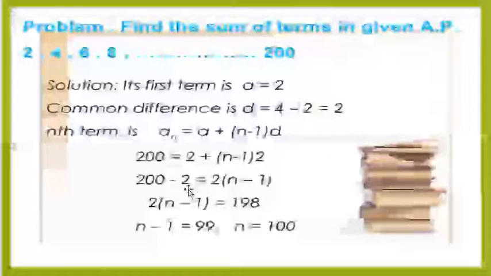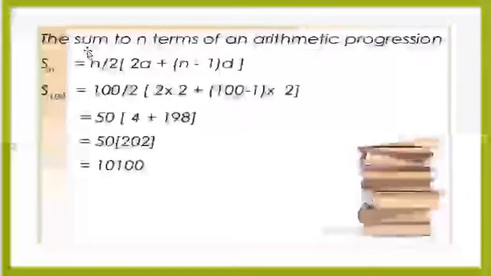Taking 2 to the left hand side, 200 minus 2 is equal to 2 into n minus 1. Now 200 minus 2 is 198, only by changing the sides of the equation. Now n minus 1 is equal to 99 and n is equal to 100. In this way we can find the value of n.